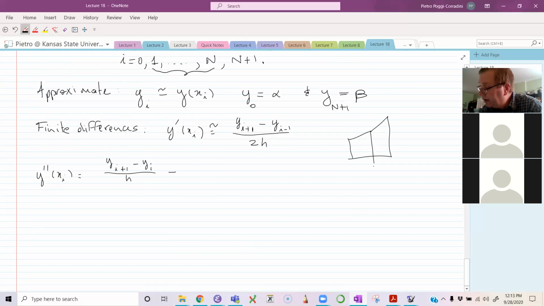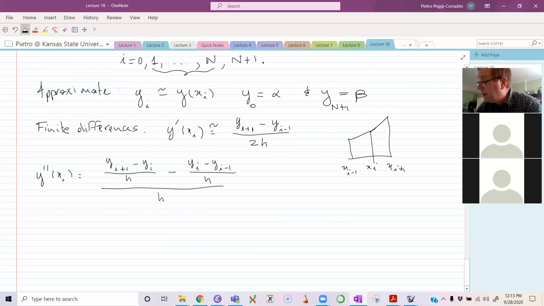Right, so this would be I. So you do a difference quotient on the right minus the difference quotient on the left. That's a difference of difference quotients. And then you divide by h.